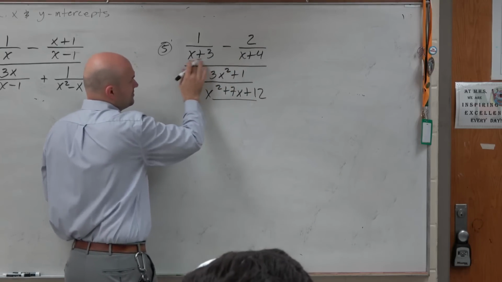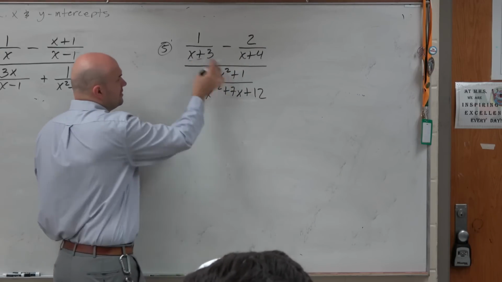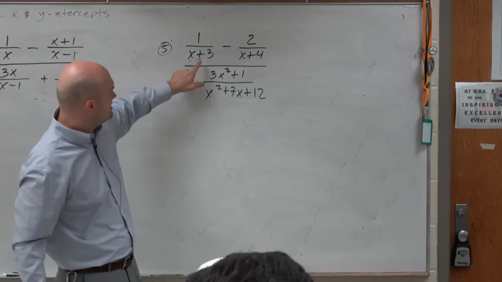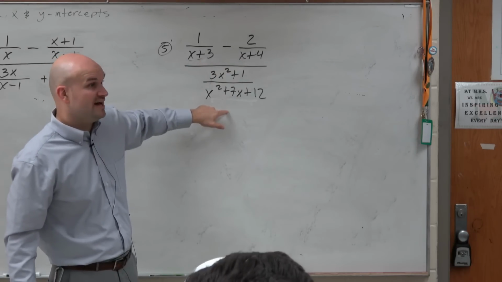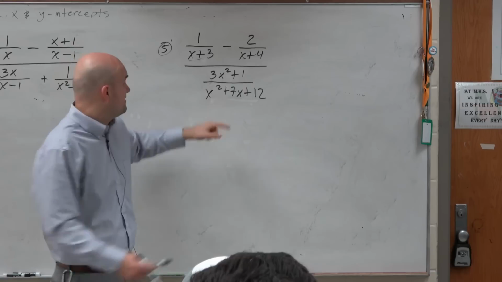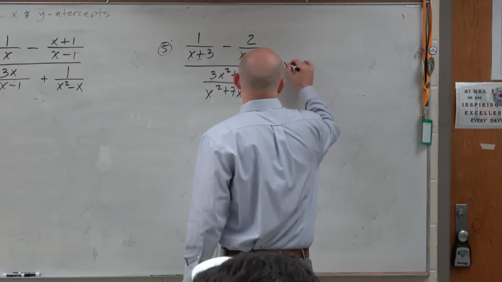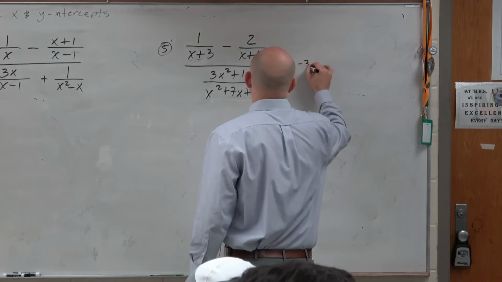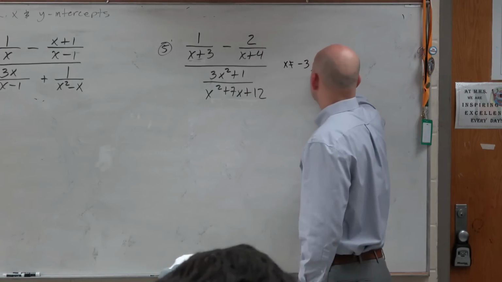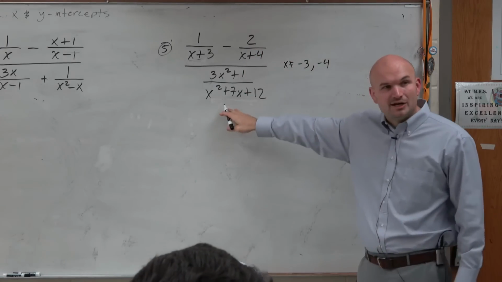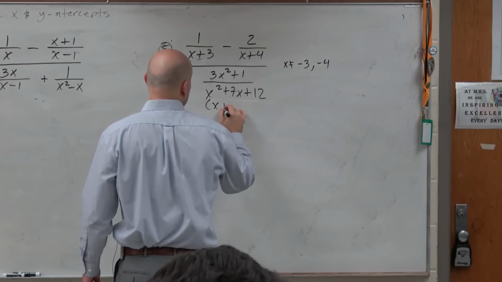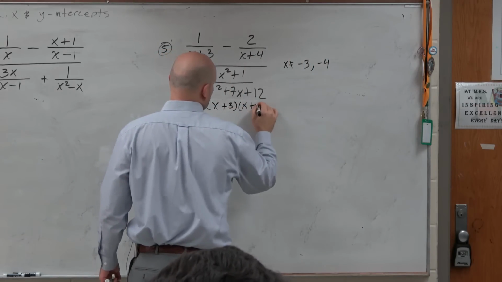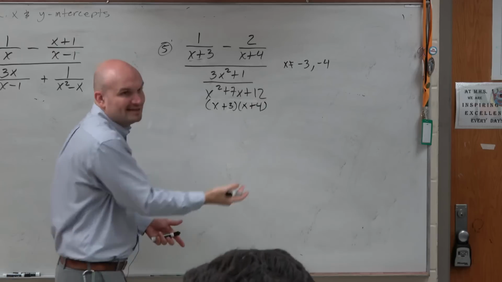I don't want to underline them. It would be too many fraction bars. But you can see there are 3 different denominators, right? So we want to find the values that make those zero, because those are undefined values. So we can say x cannot equal -3, -4. And here, you notice that this is conveniently factored to x plus 3 and x plus 4. So I don't need to rewrite that, correct?